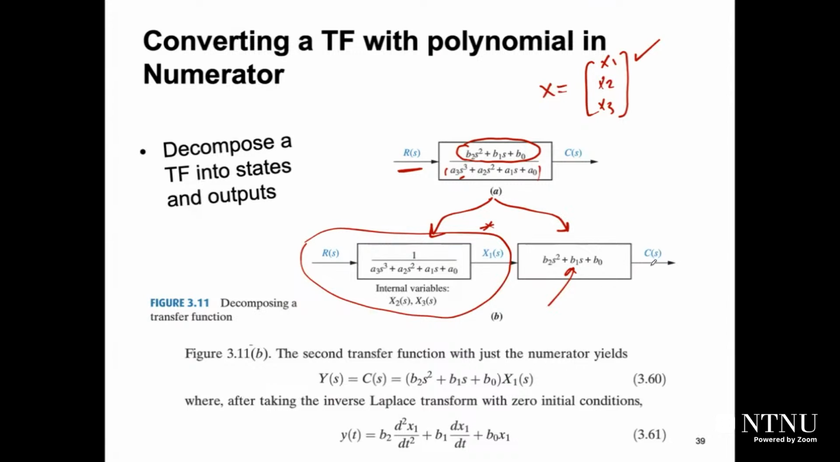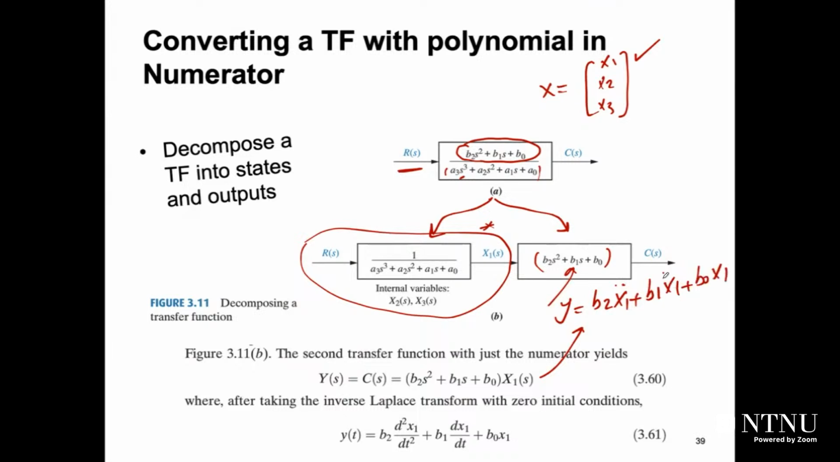So y of s will be c of s. It will be this polynomial multiplied by x of s. Just do multiplication. So it will be b2 x1 double dot. So if I want, it's written here. So I can say that if you apply the inverse Laplace transform, we can say that y equals b2 x1 double dot, right? Plus b1 x1 dot plus b0 x1, correct?